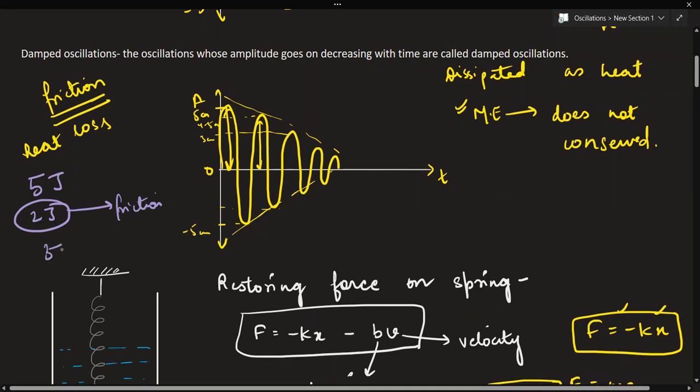3 joules, right? So is 5 joule and 3 joule the same? No. That's why we say mechanical energy does not remain conserved in this. So these are basic damped and undamped oscillations.